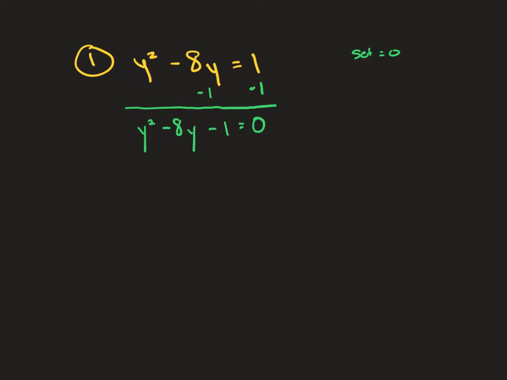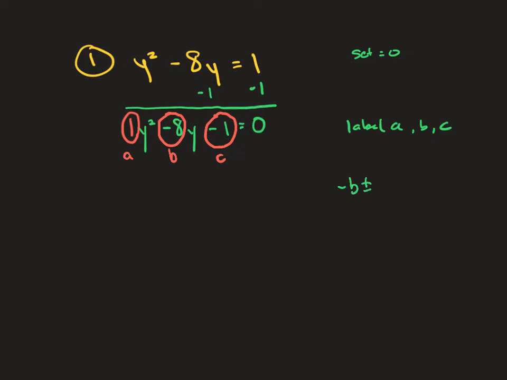So once you've got that in the correct order, you're labeling A, B, and C. And your A is just whatever's in front of y squared, which is 1. Your B is whatever's in front of y, and then your C is just that term there without a variable. So A, B, and C. Then we're plugging that into the formula.